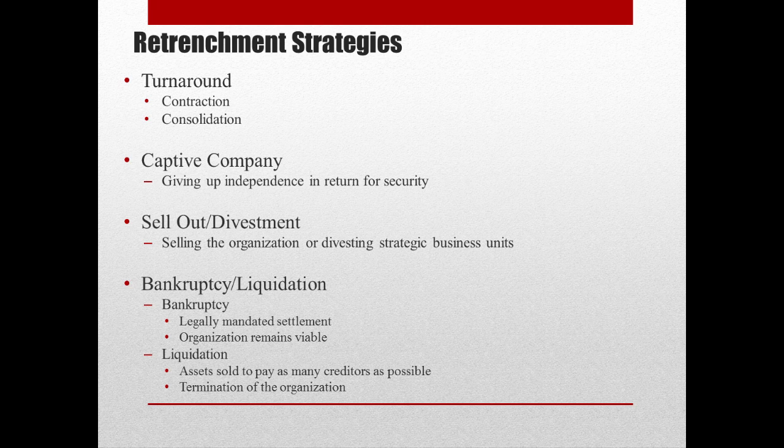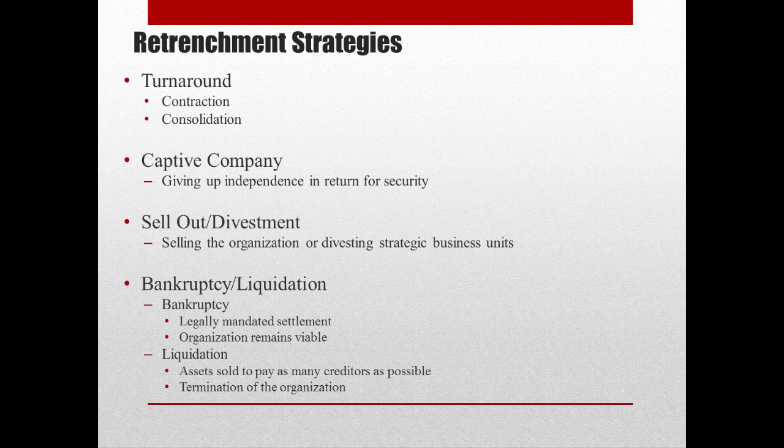This is giving up independence in return for security. For example, offer the company to your largest customer to guarantee survival of the company. A third retrenchment strategy is sellout or divestment. Selling the organization or divesting strategic business units that are weak in order to finance those that are stronger.